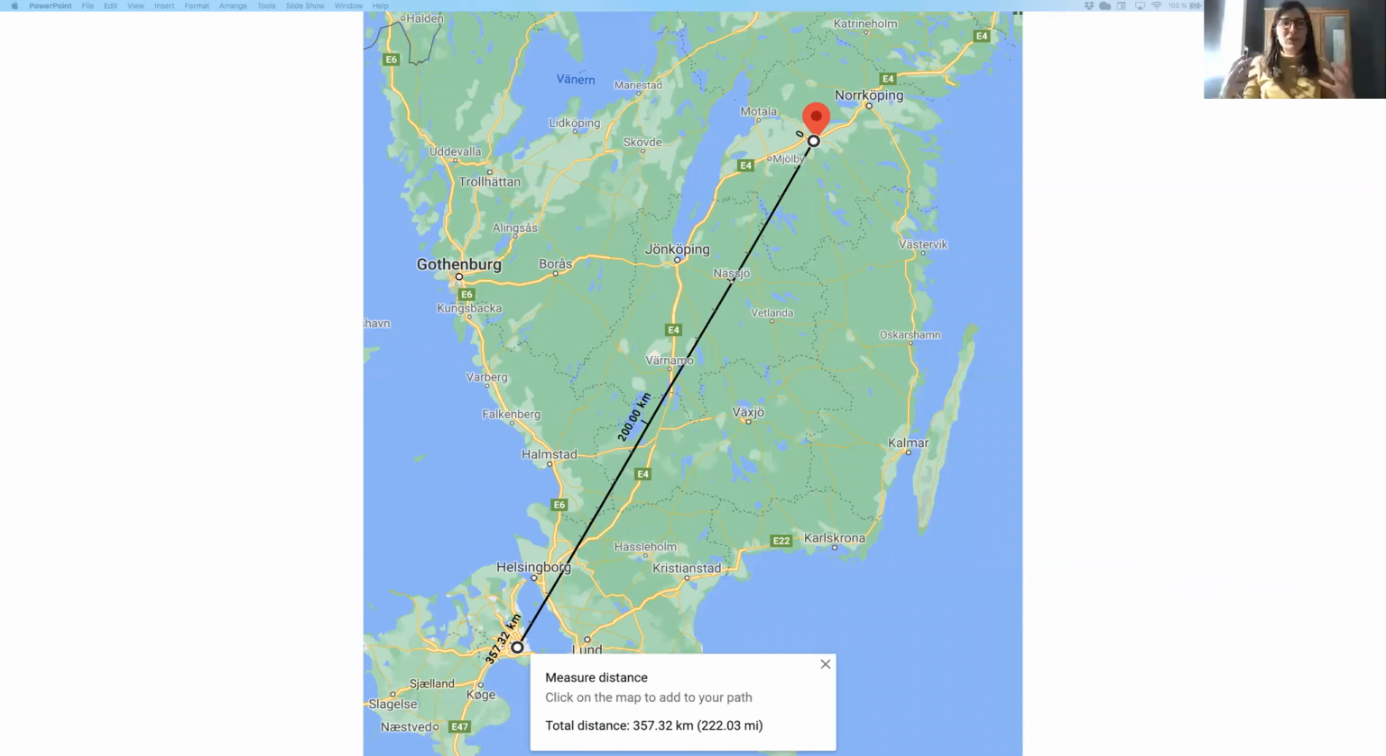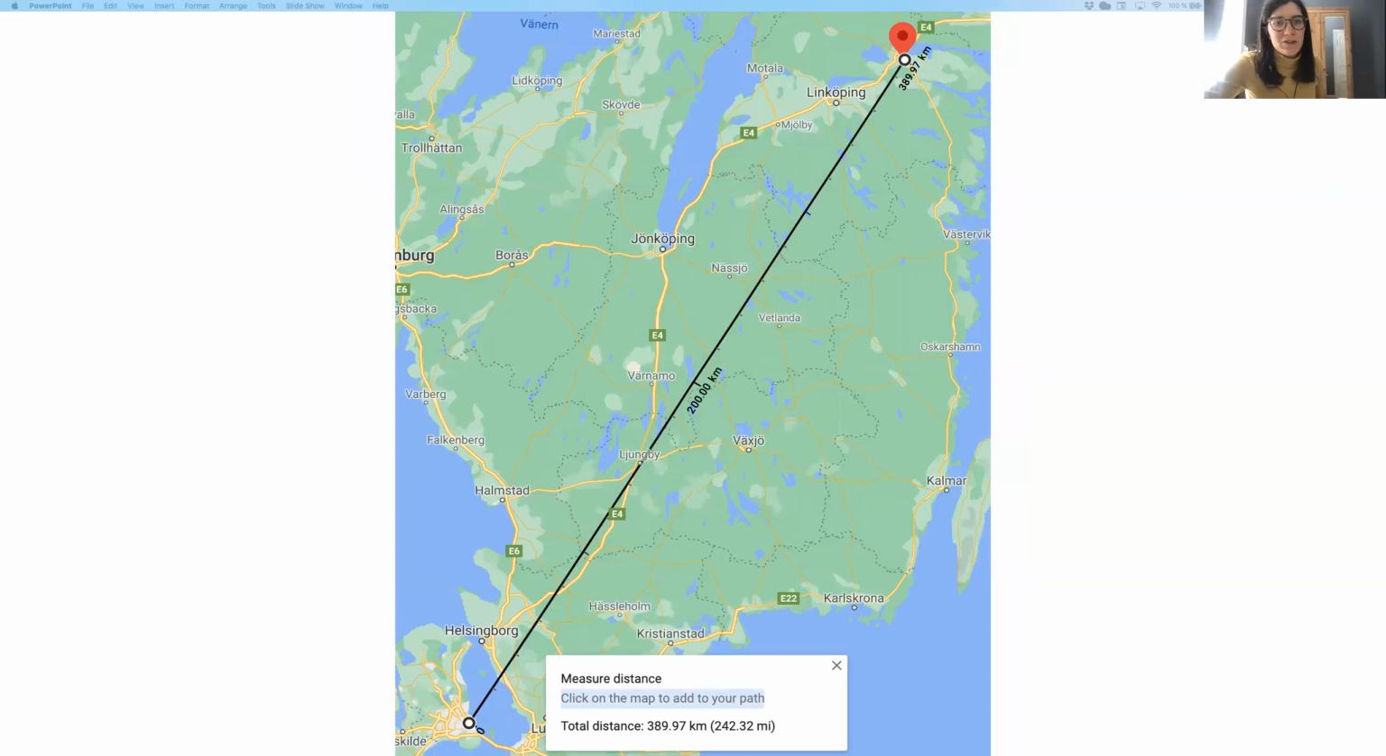To motivate the need for understanding human mobility in terms of spatial scales, I'd like to start with an example. Let's say that I was actually invited physically to Linköping. I would have to travel from Copenhagen for 357 kilometers, right? But let's imagine that instead the talk was going to be held in Norrköping, which is very close. I don't know if I pronounced it correctly, but I guess you understand. The distance would be 389 kilometers.